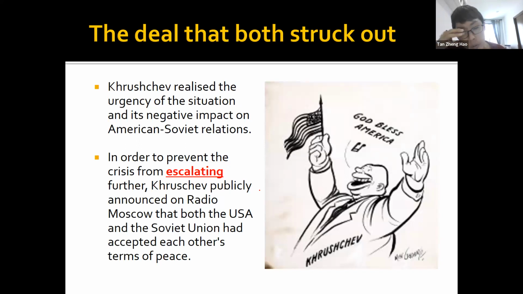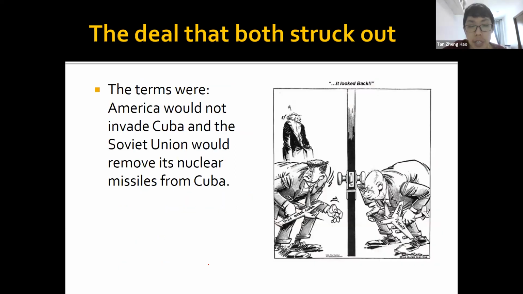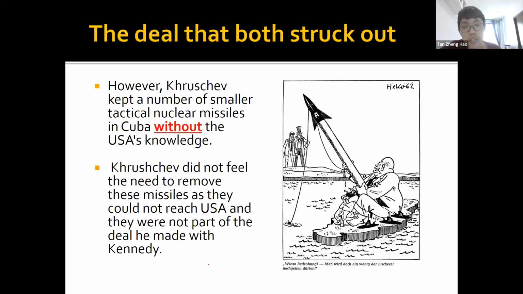So to prevent the crisis from escalating, Khrushchev quickly also wanted to settle the peaceful agreement with the USA because Castro was getting very tense already. Now, America will not invade Cuba and the Soviets will remove the missiles from Cuba as well. However, there was this small thing. There was actually still some leftover nuclear missiles. It's called tactical nuclear missile.